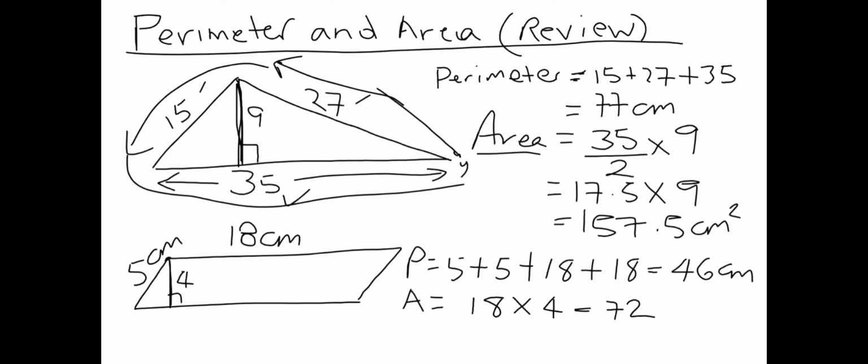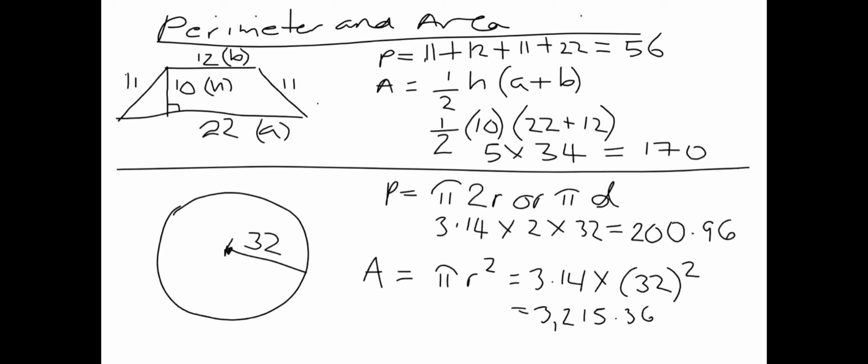And that's how you determine the perimeter and area as a review. So let's start with the trapezoid at the top. And here we have 4 sides, and then we also have inside the height.